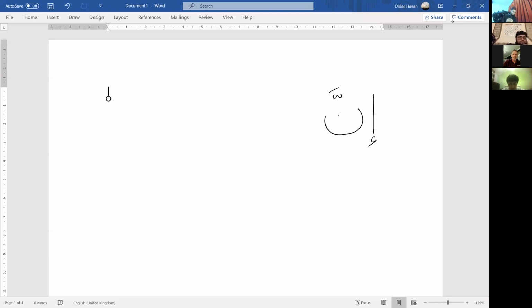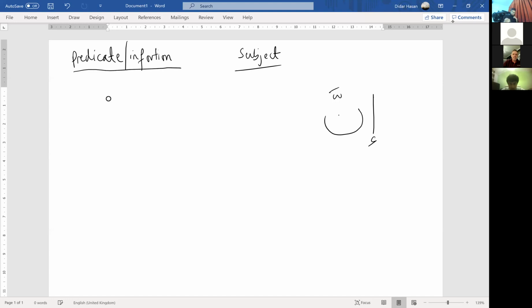But yeah, okay. So inna requires two things. One is the subject, and it requires a predicate, which is basically information. So inna requires a subject and a predicate. The subject is given a fatha. So let's write fatha over here. And the information is given a dhamma.